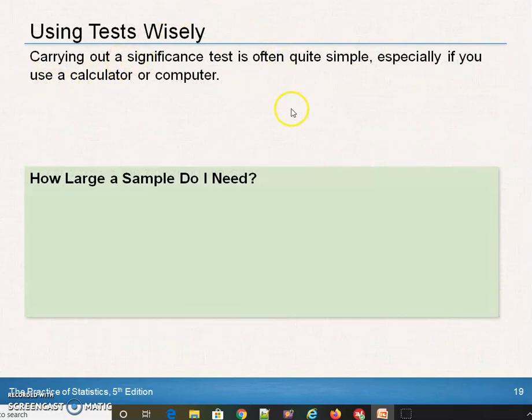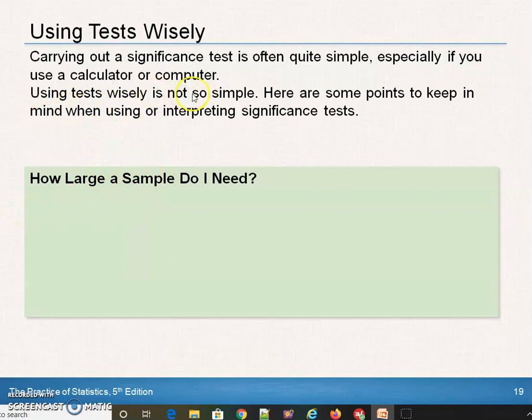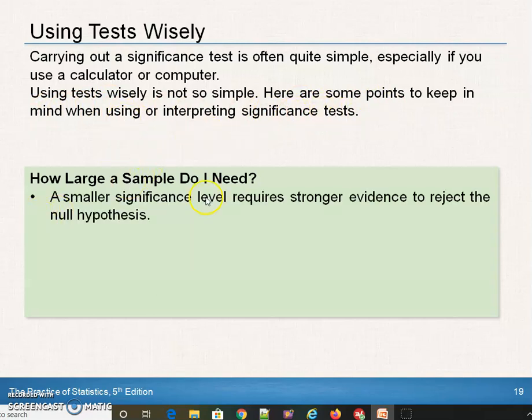Carrying out the significance test is pretty simple, especially if you use a calculator or a computer. Using tests wisely, it's not so simple. Some points to keep in mind when using or interpreting significance tests. Smaller significance level requires stronger evidence to reject the null hypothesis. So, the smaller the alpha. 0.05 is not bad. 0.01 can be better. You need then stronger evidence to reject the null.